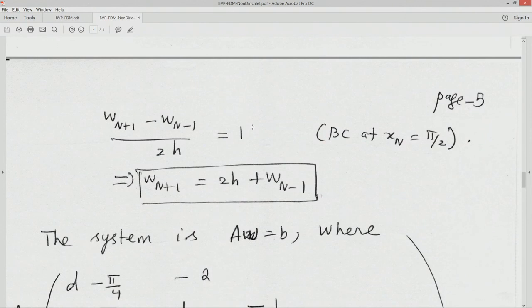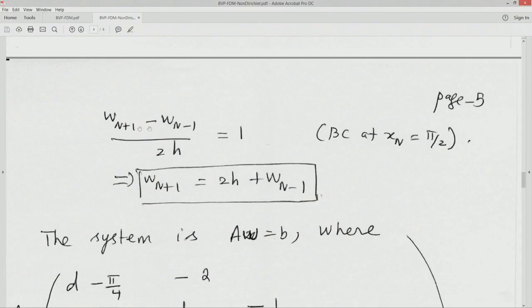The second boundary condition is a Neumann type of boundary condition, and therefore, we replace the derivative there by means of the second order accurate finite difference approximation. So, y prime at the end point pi by 2 is specified to be 1. So, we introduce a fictitious point x n plus 1 to the right of x n and replace the derivative at x n by the value at this point minus the value at the left point, which is x n minus 1, divided by the distance between the 2 points, which is 2h, and that is what we have done here.